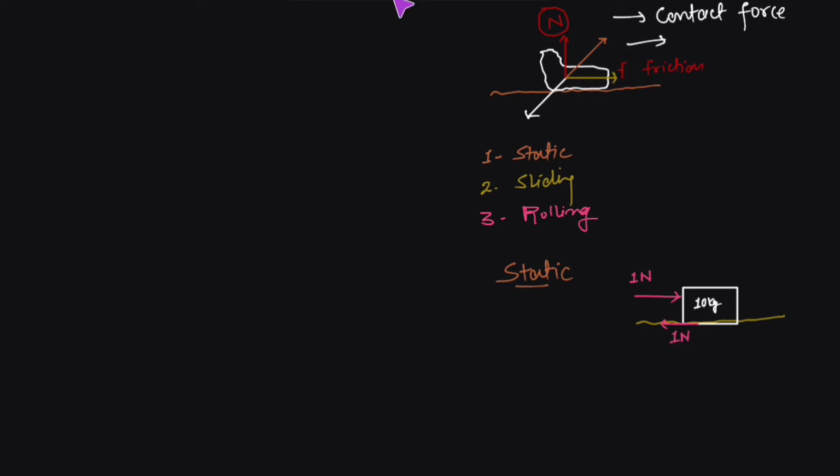And this force of friction would be in the opposite direction of the impending motion. So net force becomes 0 on this block, 1 Newton external force and 1 Newton friction. So net force 0, so this block would not move. Now we make this 2 Newton, still the block would not move. The moment you make it 2 Newton, immediately the static friction would readjust itself and make itself 2 Newton.